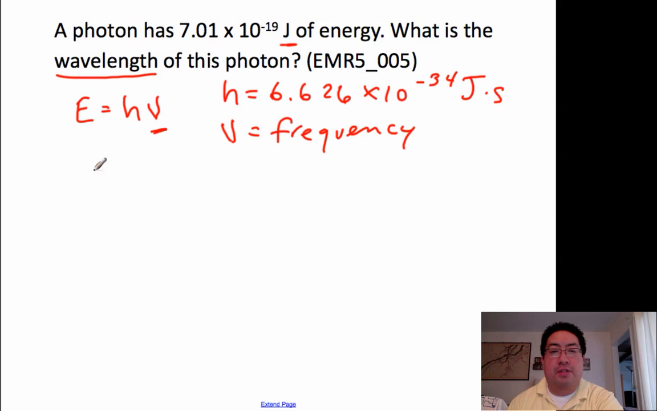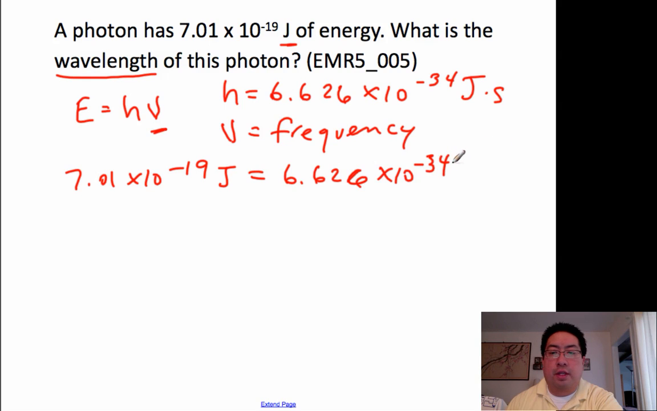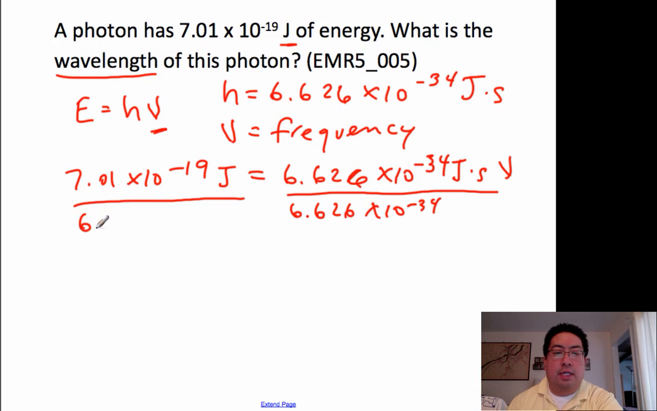So here we're going to move on. I'm going to go ahead and substitute in and solve. So 7.01 times 10 to the minus 19th joules equals 6.626 times 10 to the minus 34th joule seconds times nu. And so what I'm going to do here is solve for nu. I'm going to divide both sides by this number here, 6.626 times 10 to the minus 34th.